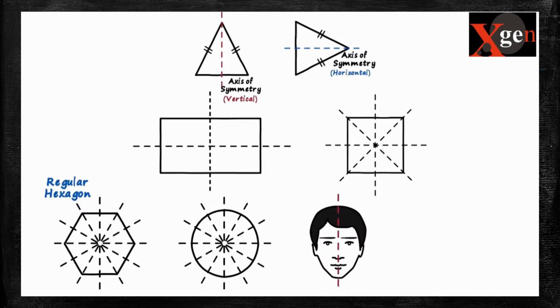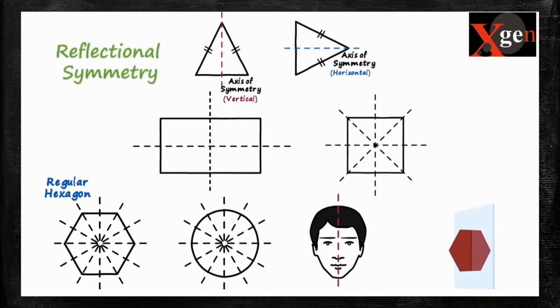What we saw in this video is reflectional symmetry. If one part is kept against a mirror, its reflection will give us the other part. Let's say we keep half the hexagon on this side of the mirror, its reflection will give us the other half. Hence it's called reflectional symmetry. Is there some other type of symmetry too? Yes, we will cover that in the next session.